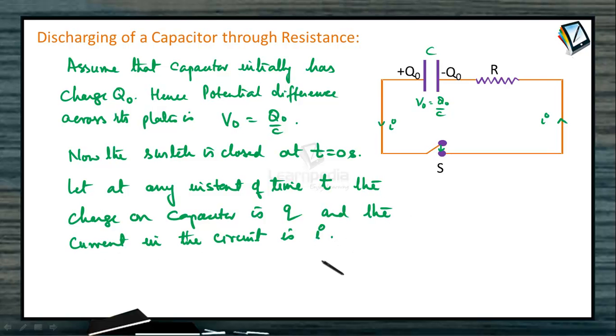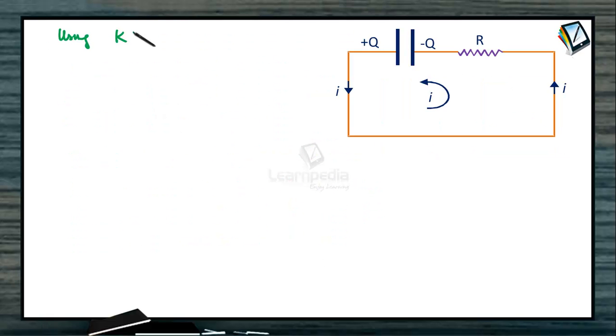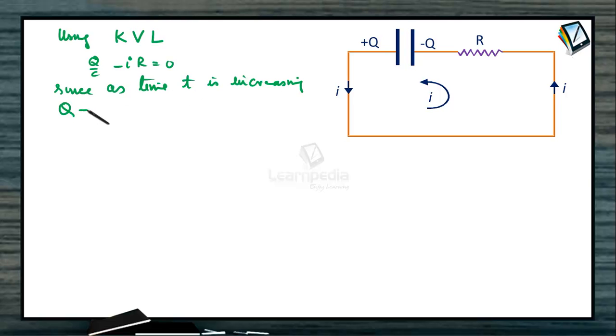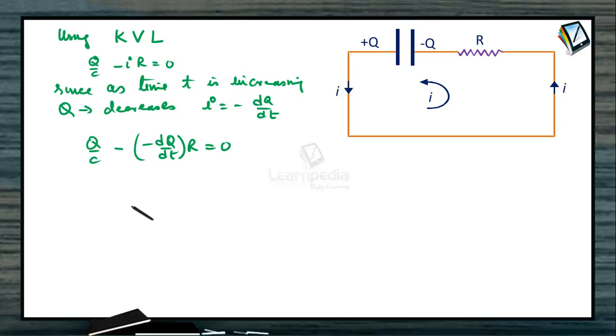Using Kirchhoff's voltage law in this circuit, we have Q by C minus IR is equal to 0. Since as time t increases, Q decreases, we can write I is equal to minus dq by dt. So Q by C minus dq by dt times R is equal to 0. We'll try to bring all Q terms together: dq by Q is equal to minus dt by RC.